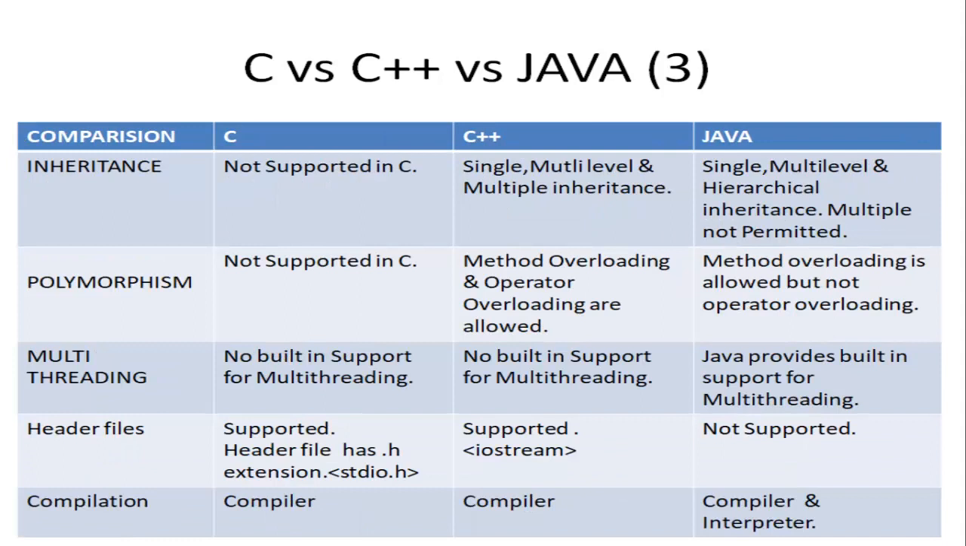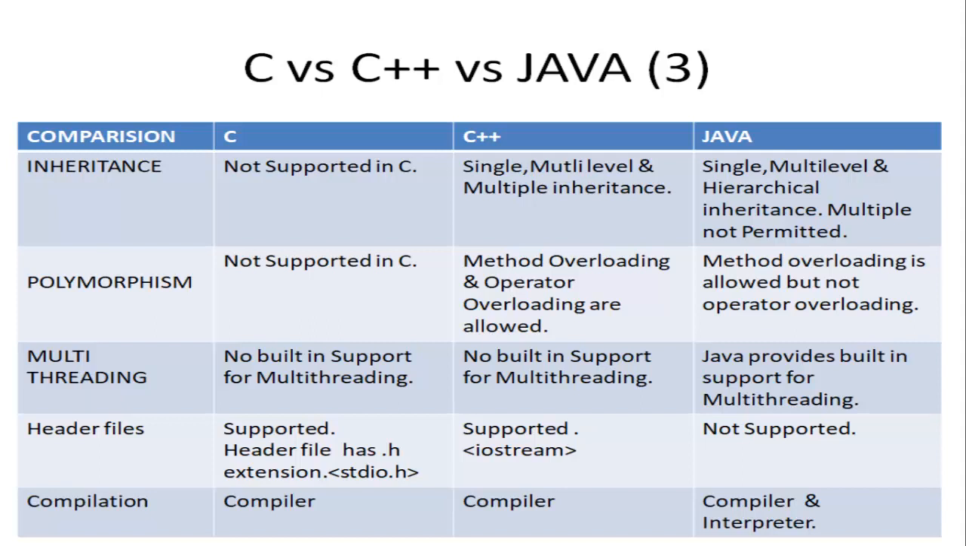Inheritance. Inheritance is not supported in C. C++ supports single, multi-level and multiple inheritance. Java supports single, multi-level and hierarchical inheritance. Multiple and hybrid inheritance is supported through interface only. Polymorphism. Polymorphism is not supported in C. In C++, method overloading and operator overloading are allowed. In Java, only method overloading is allowed. It does not allow operator overloading.